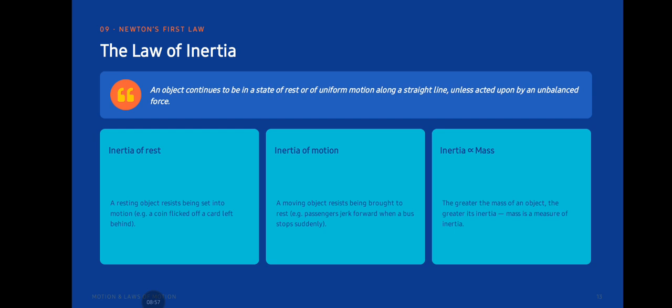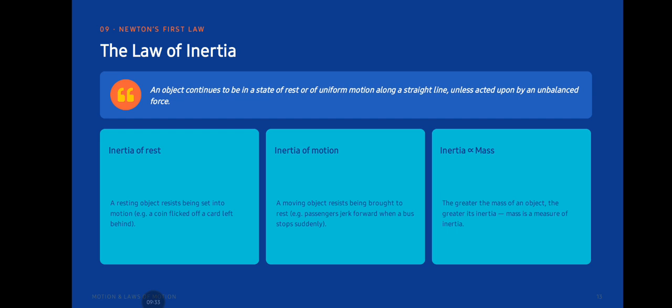The law of inertia: an object continues to be in a state of rest or of uniform motion along a straight line unless acted upon by an unbalanced force. Inertia of rest: a resting object resists being set into motion, for example a coin on a card that is flicked, with the coin left behind. Inertia of motion: a moving object resists being brought to rest. For example, passengers jerk forward when a bus stops suddenly.